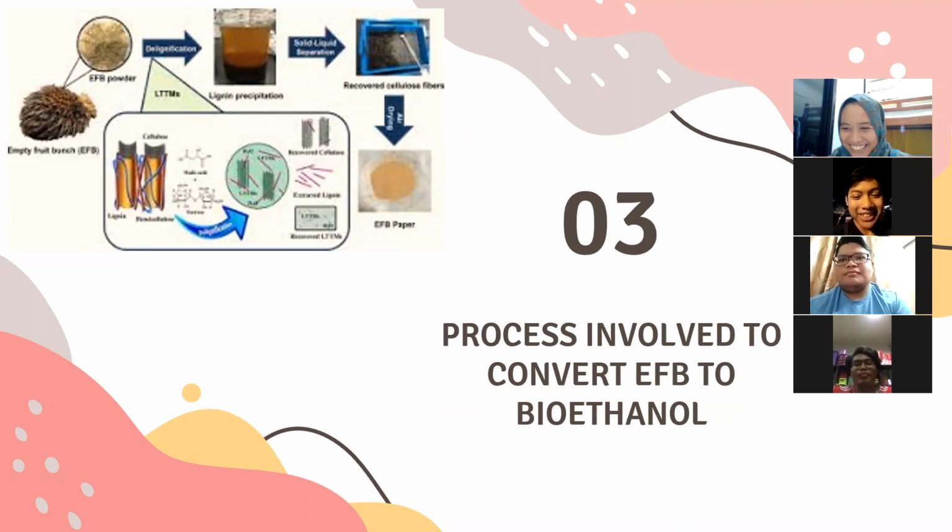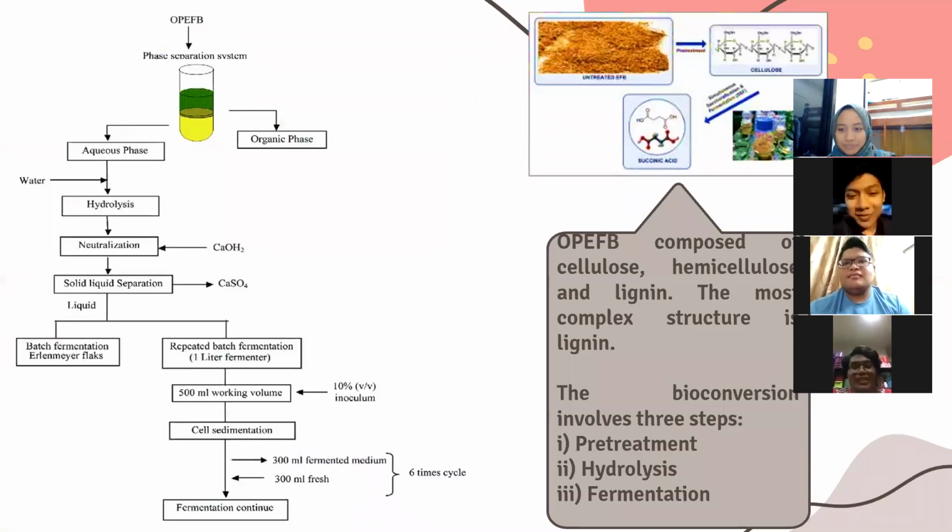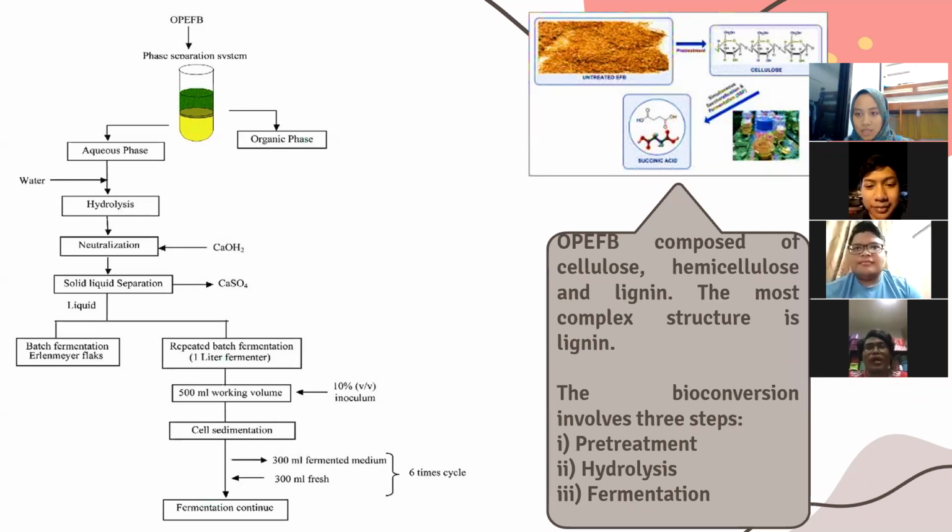Okay, the process involved to convert the empty fruit bunch to bioethanol. From the EFB or oil palm empty fruit bunch, it will go through a separation phase to separate them into organic phase and aqueous phase. In the aqueous phase, there are hydrolysis, neutralization, and solid liquid separation processes involved. From aqueous phase to hydrolysis will need water.